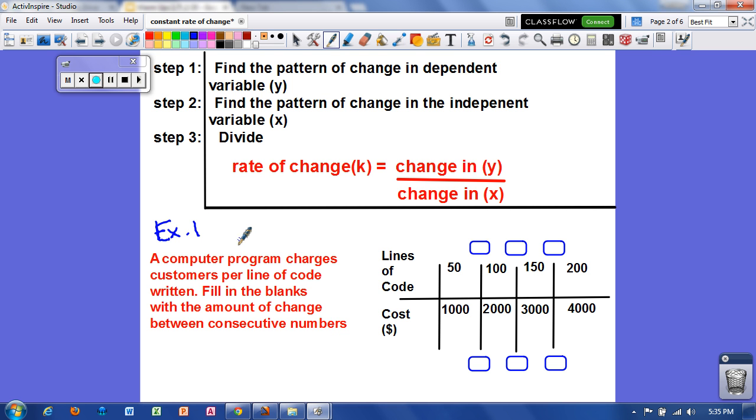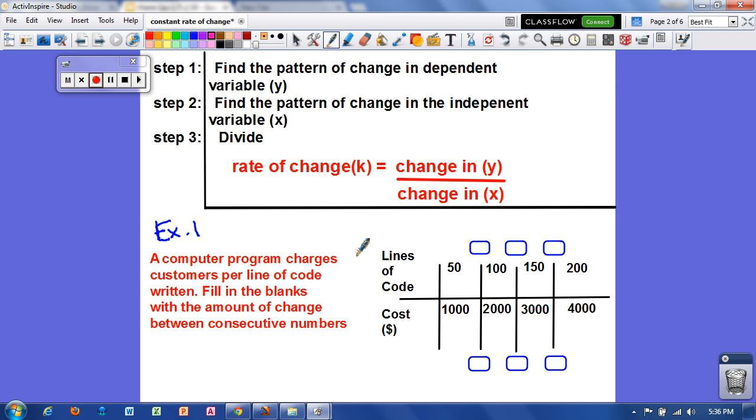So let's look at this example. Example 1 says a computer program charges customers per line of code written. Fill in the blanks with the amount of change between consecutive numbers. Well, before I find the change, I want to identify which of my variables is x and which is y. So I have lines of code, and then I have the cost. Remember, think about independent and dependent variables. Think about what has to happen first. Okay, independent happens first, and then dependent happens after that. That's like the effect.